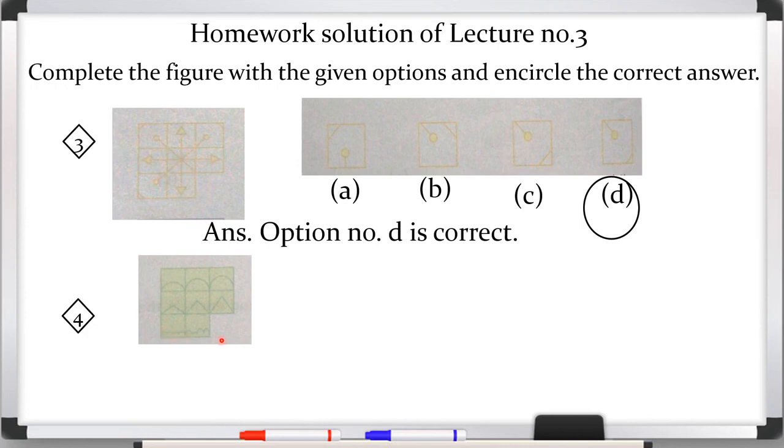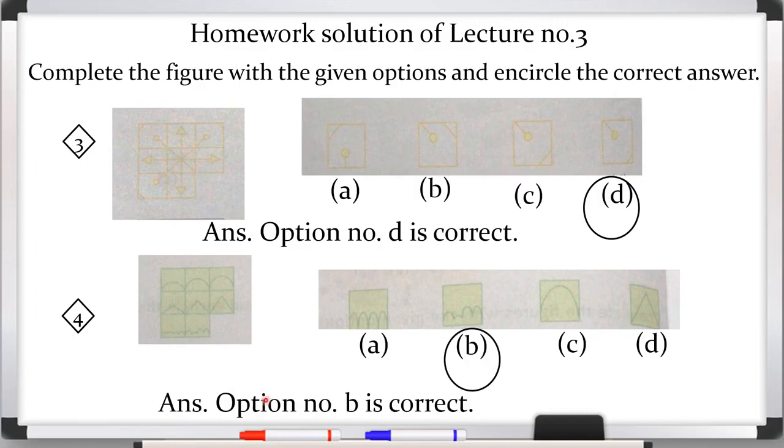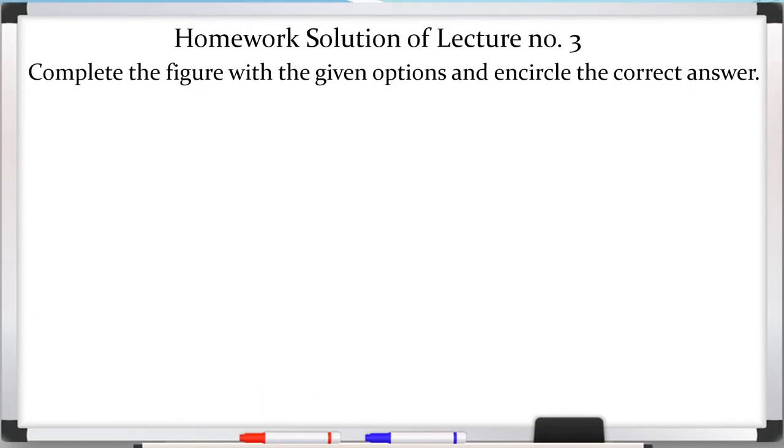Now we have to see which zigzag is given that is greater than this zigzag. That is in B, option number B. So option number B is correct. So here we will write the answer that option number B is correct.